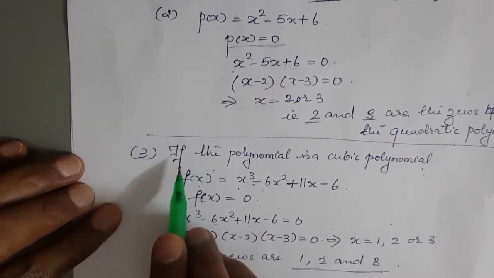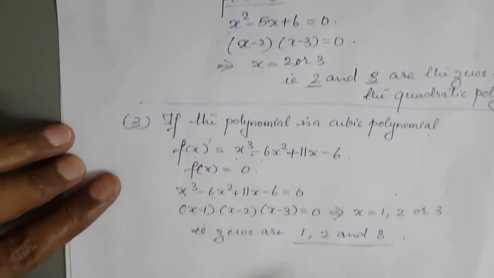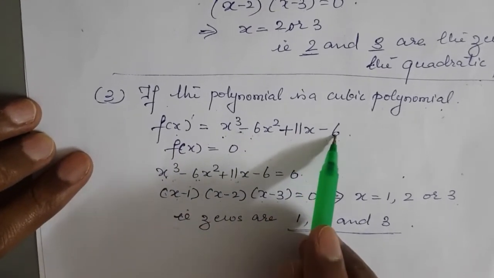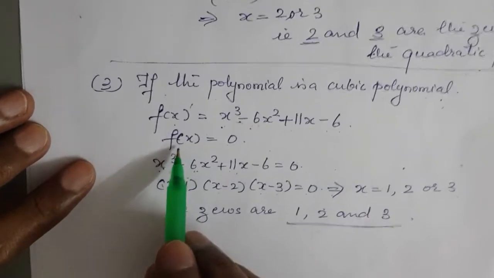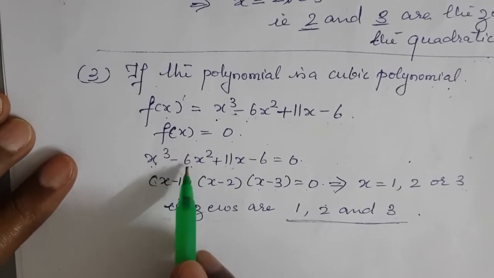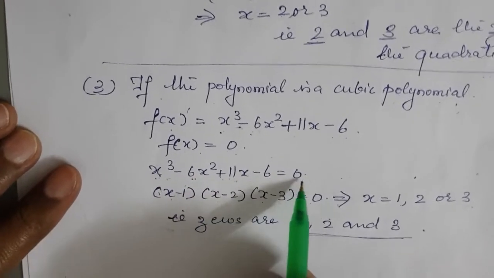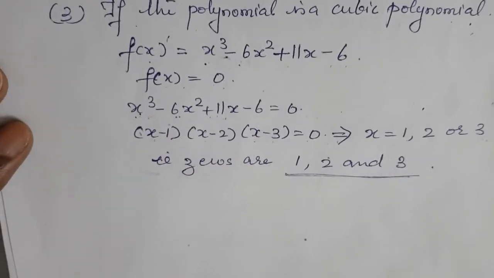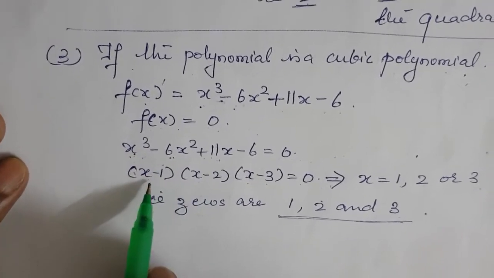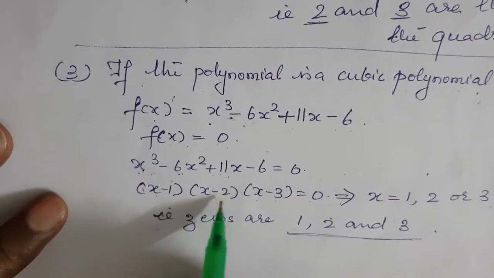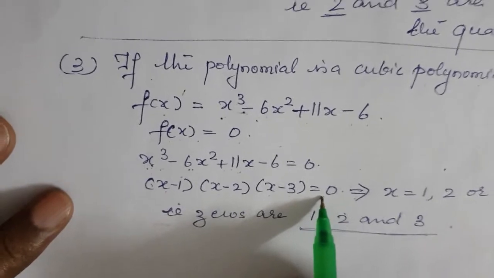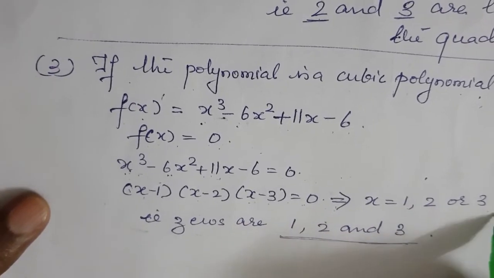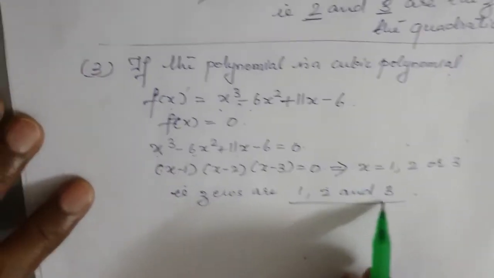The next example is a cubic polynomial. f(x) = x^3 - 6x^2 + 11x - 6. To find the zeros, again we will equate f(x) to 0. That is x^3 - 6x^2 + 11x - 6 = 0. You factorize this, and you know how to factorize using the hit and trial method. After factorization, you will get (x - 1)(x - 2)(x - 3) = 0. This implies that the value of x is either 1, 2 or 3. That is, the zeros are 1, 2 and 3.